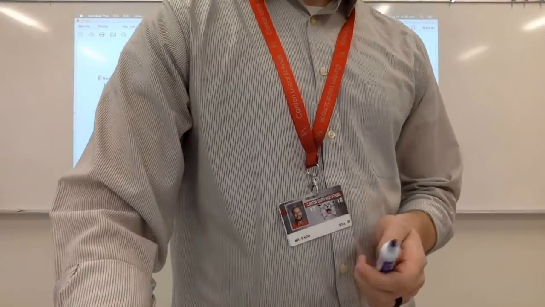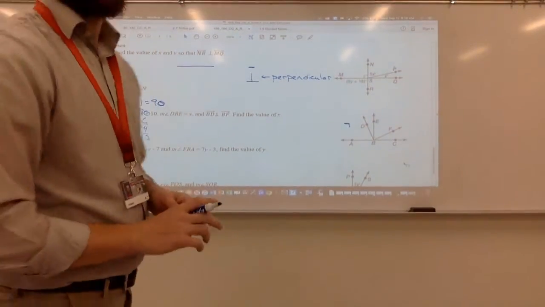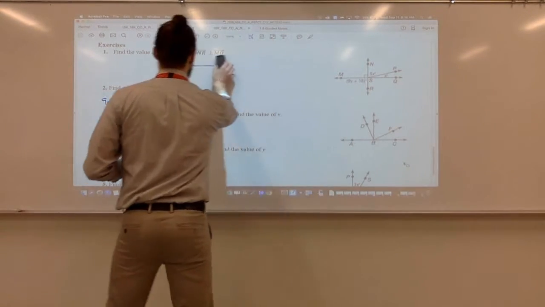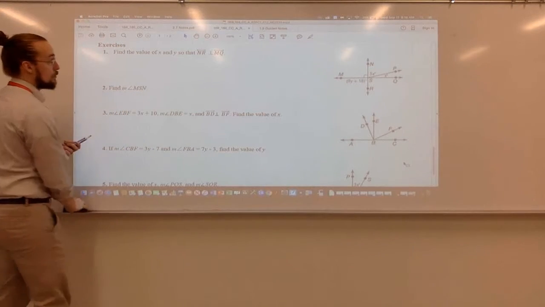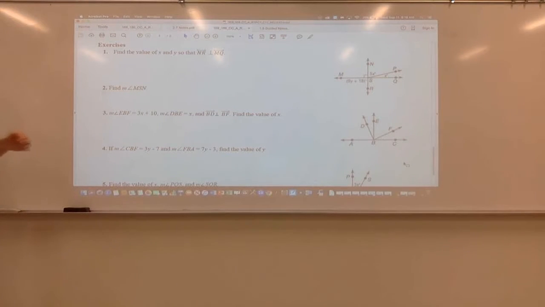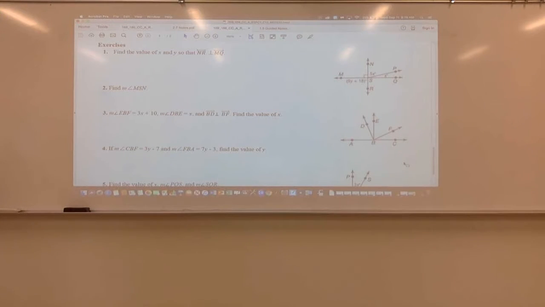All right, so let's jump down here and take a look at a few more questions like this. Now, within these questions, in the first one we're again using perpendicular. But in some of the problems down here, we'll have to use ideas of vertical angles, complementary angles, supplementary angles, a linear pair. So let's take a few minutes here and try some of these.